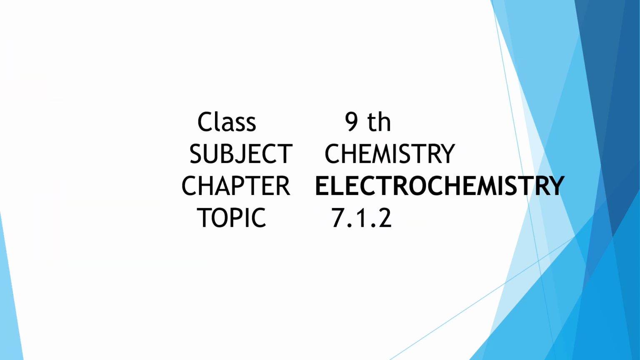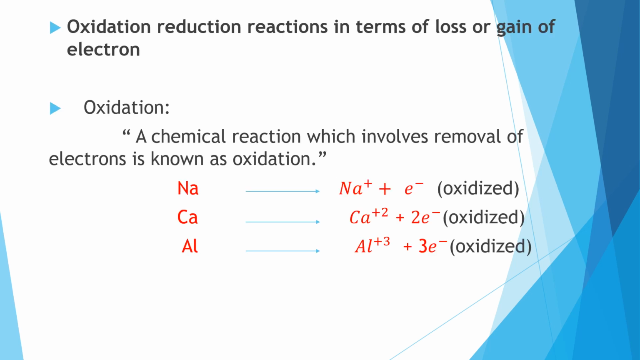In the previous lecture we discussed oxidation and reduction in terms of loss or gain of hydrogen and oxygen. Now we are going to discuss oxidation and reduction in terms of loss or gain of electrons. An oxidation reaction is a chemical reaction which involves removal of electrons. We will explain it by giving examples.